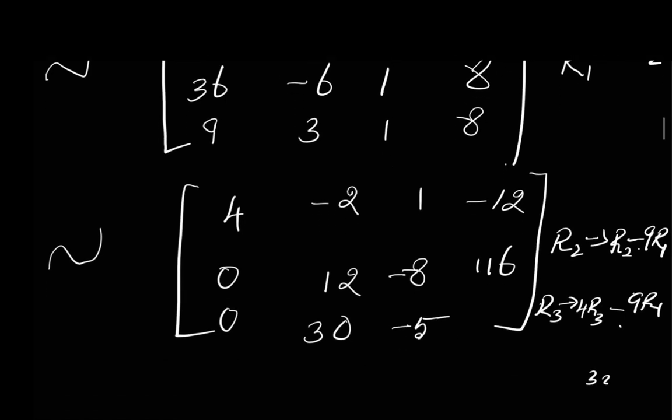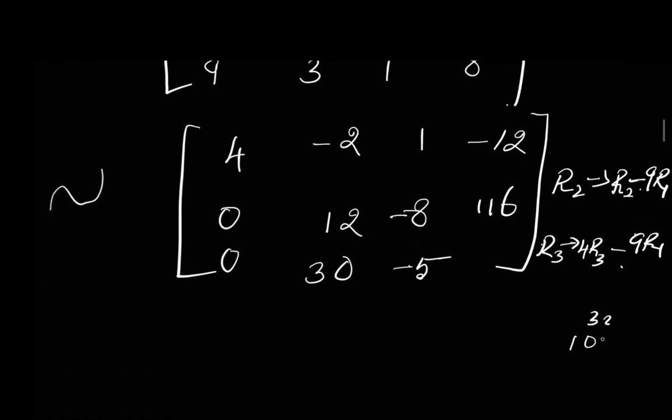9 12s are 108. So 140 you will get here. If you add, you will get 140. So that's all. Okay. So now we have got the first entry, and then in the same column, the other two entries are 0.